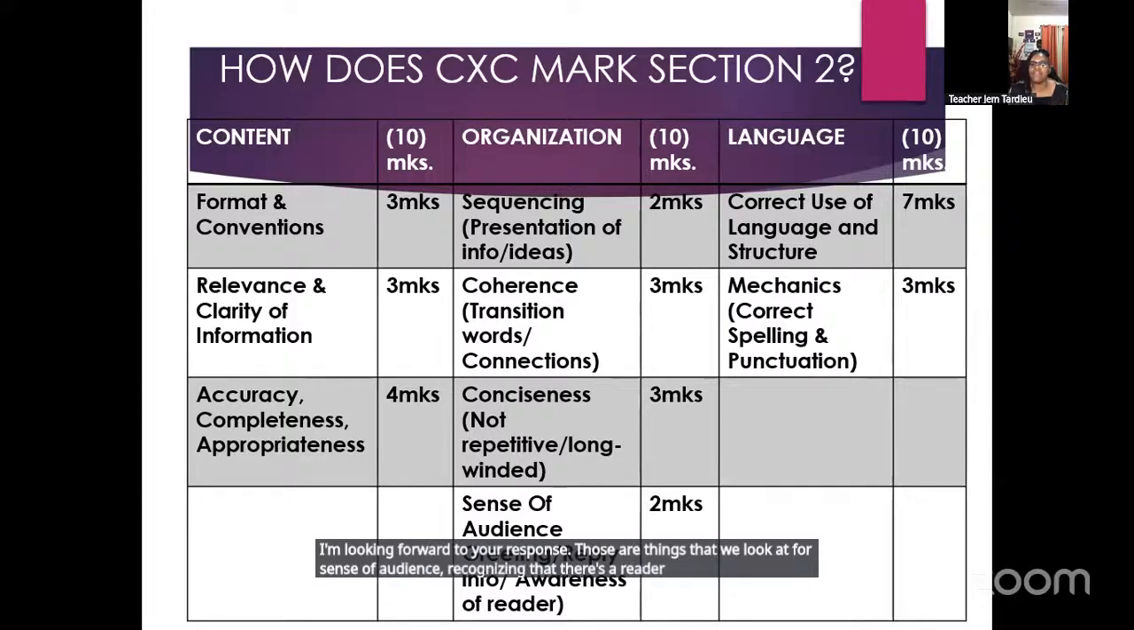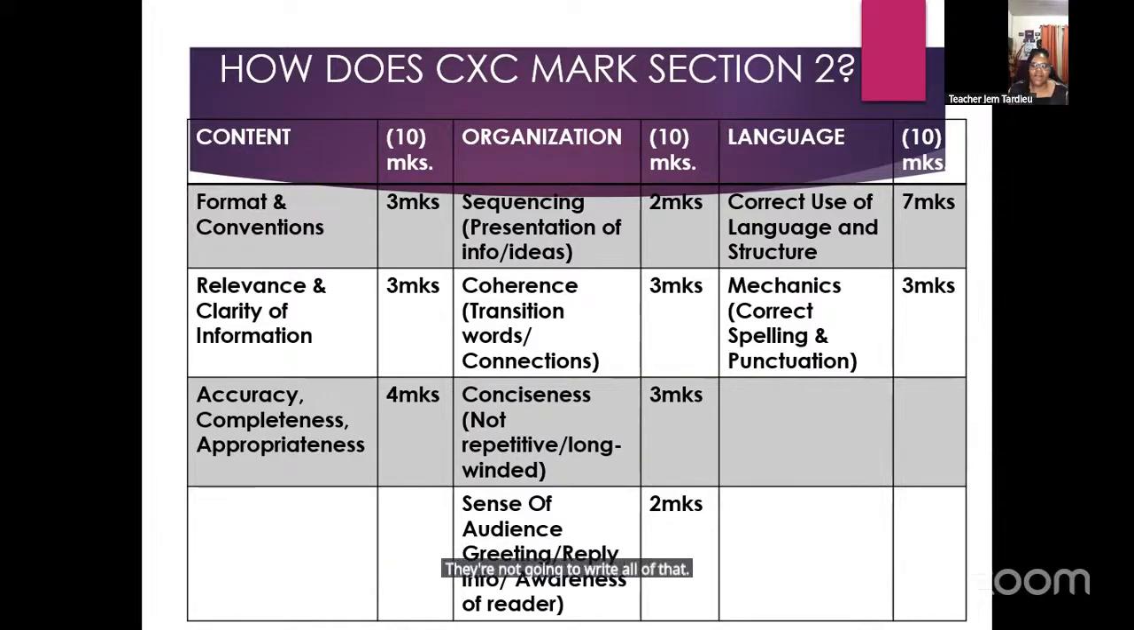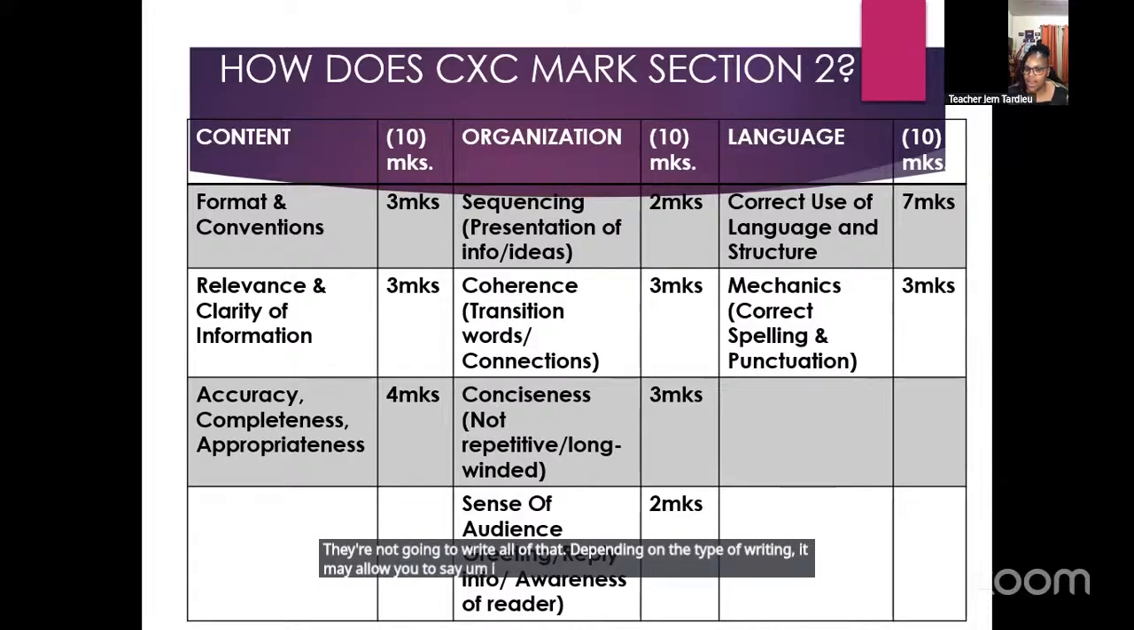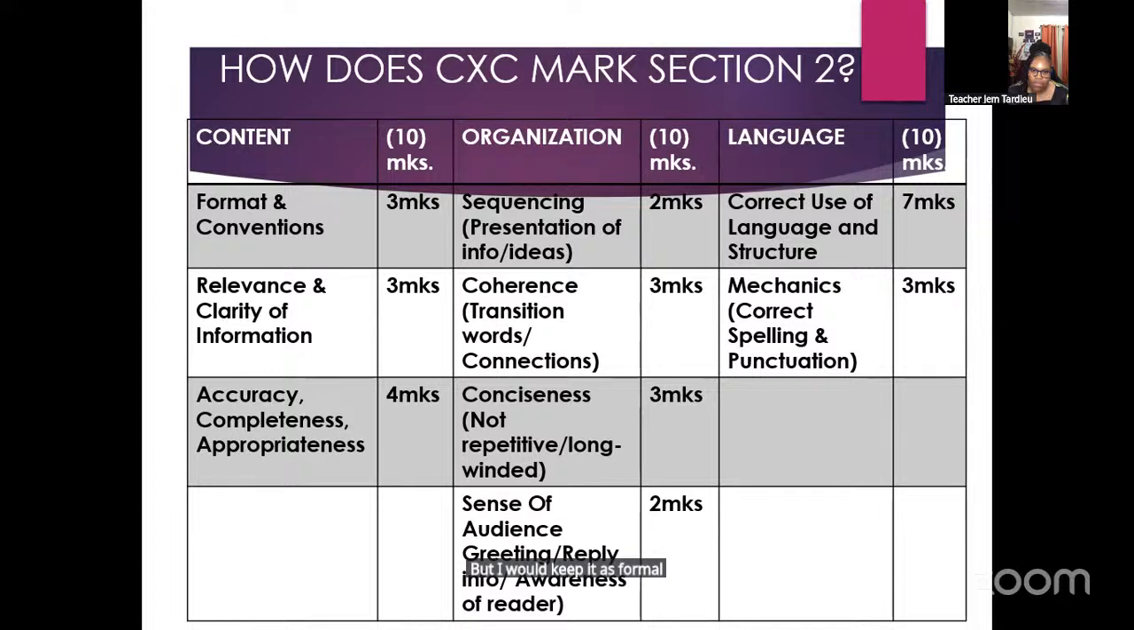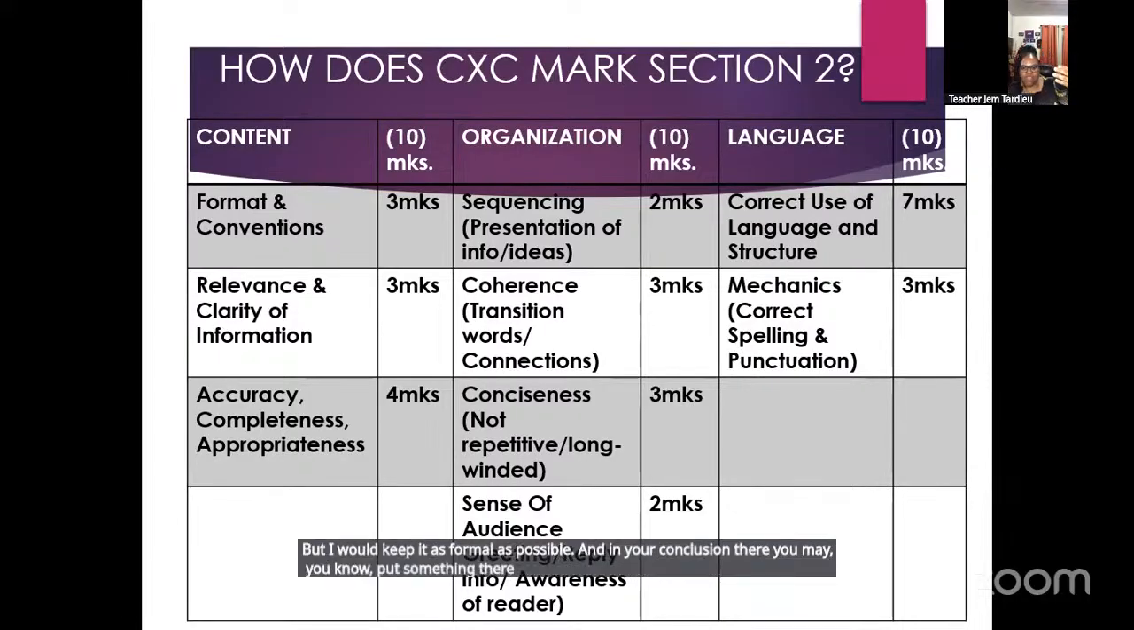But remember, the writing is formal. You're not going to write, "Hi, how are you? I am fine. I hope you are well." You're not going to write all of that, right? Depending on the type of writing, it may allow you to say, "I hope you are well," but I would keep it as formal as possible. And in your conclusion, you may put something there. But again, it depends on what they ask you.